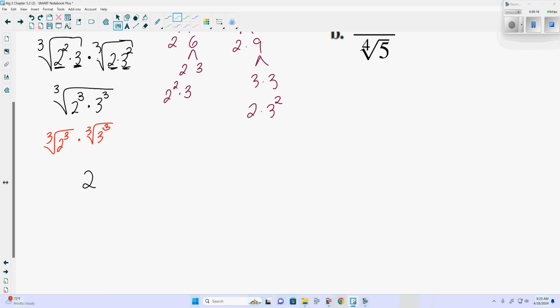Now, it's kind of an odd step. We don't necessarily have to do this, but it does help us see. Because the cubed root of 2 to the third is 2, yes? What's the cubed root of 3 to the third? 3. So we're saying that we actually have 2 times 3, which is 6. So the cubed root of 12 times the cubed root of 18 is 6. Could we have typed that in the calculator? Yeah.